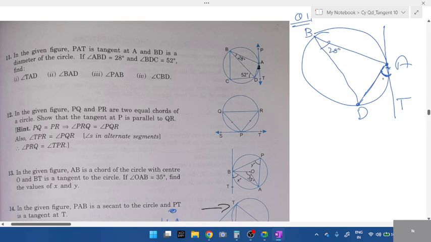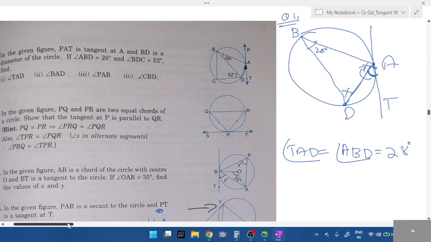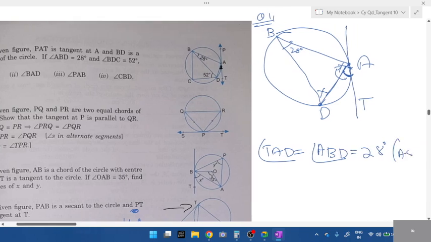So apart from this inside, if you want to find TAD, the inside angle, ignore this and this. What's the angle left? Angle B. Yes, right angle TAD is equal to angle. You don't write angle B. Angle B is split into two parts. Be specific. DAB or ABD. Okay, ABD. The answer is 20. Reason? Alternate segment theorem. Alternate segment theorem.